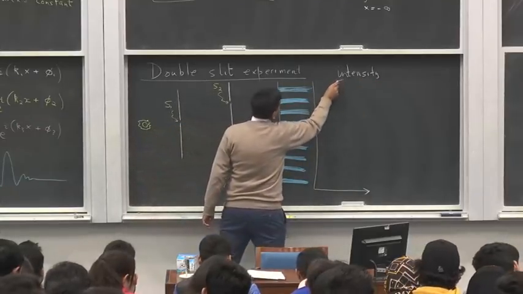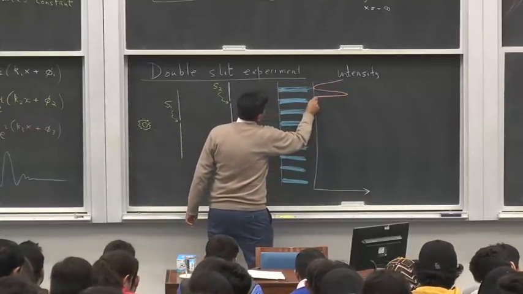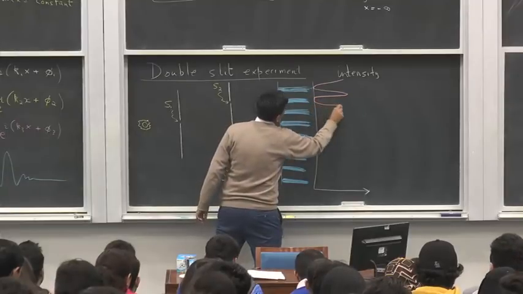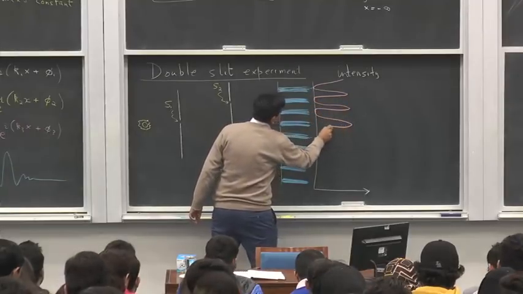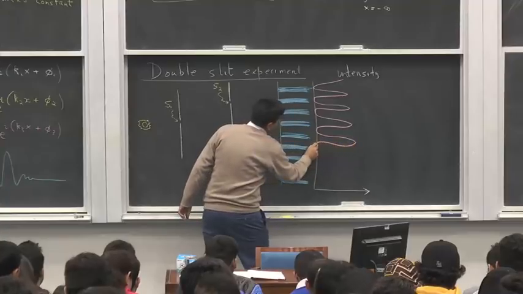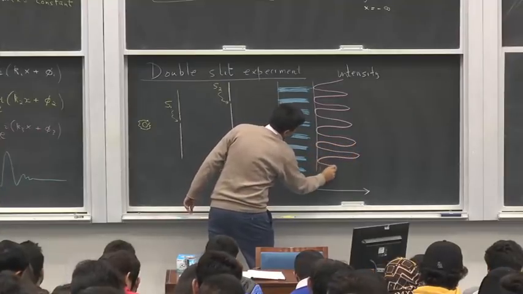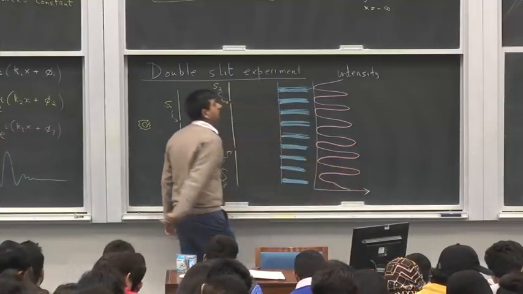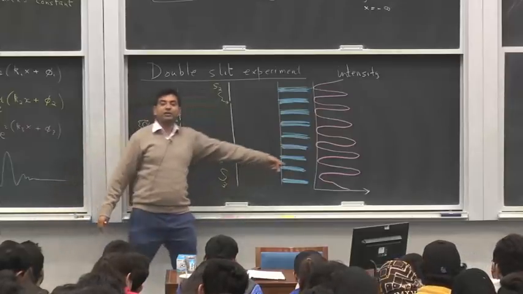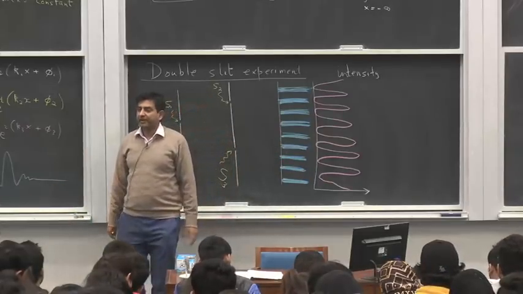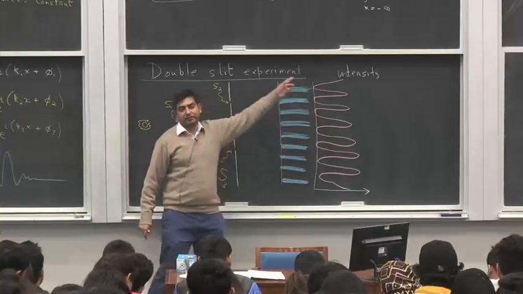So this is a dark region, this is bright. Dark, bright. Dark, bright. Alright, so this is an alternative representation of the fringes. This is called an interference pattern.